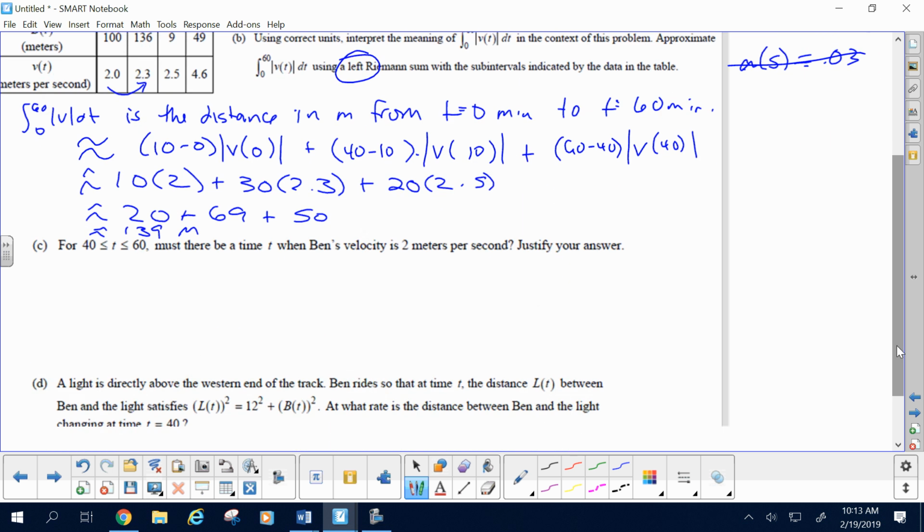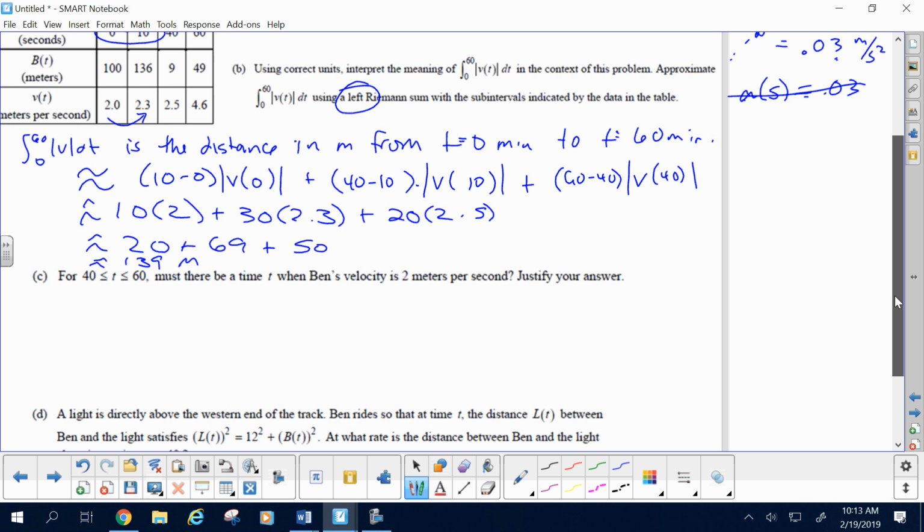C. Must there be a time when the velocity is 2 meters per second? This is a trap question.